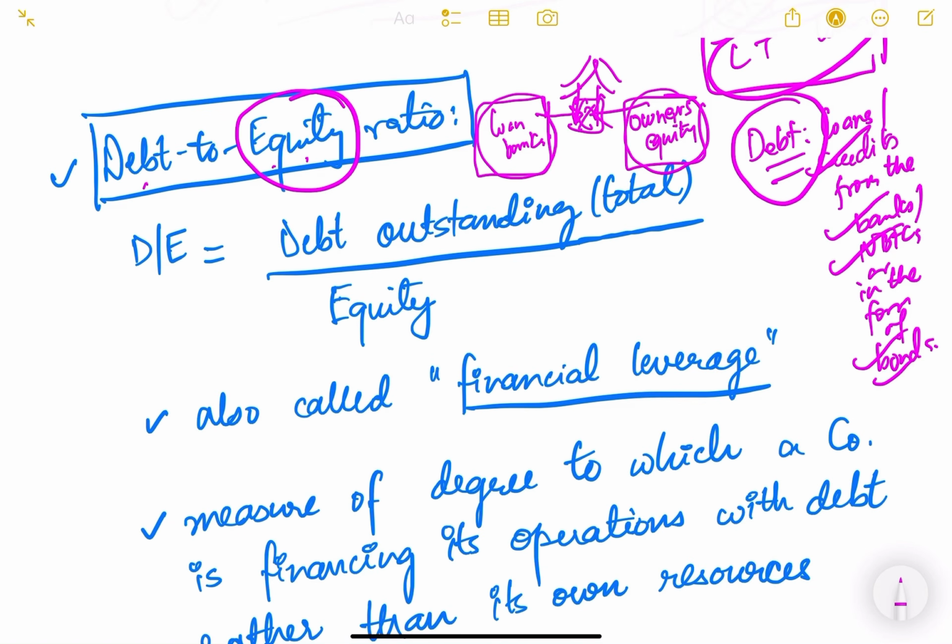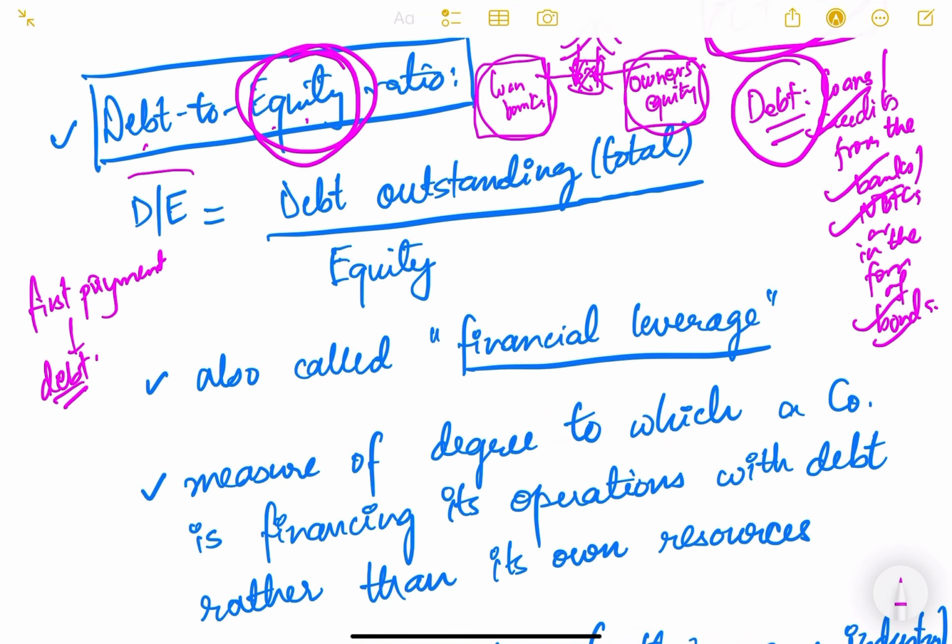This we have already seen. The first payment is always given to the debt holders, the debtors of the company, and in the last, if anything remains, then the equity holders, the owners of the company, will get it. That is a general principle.